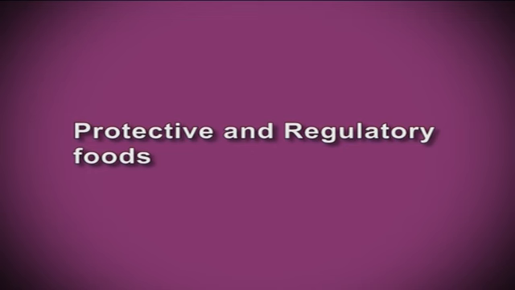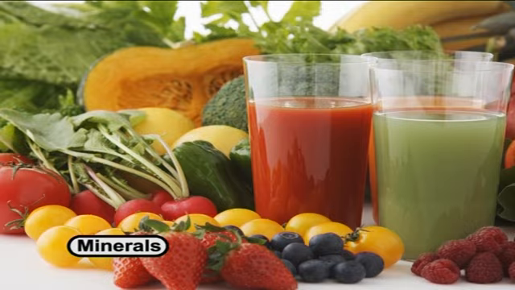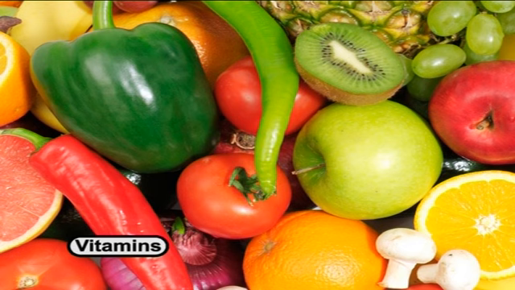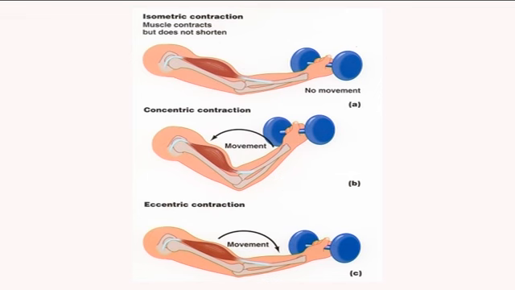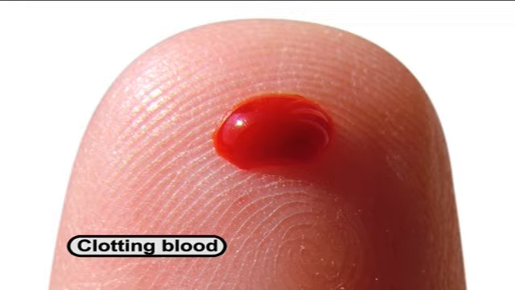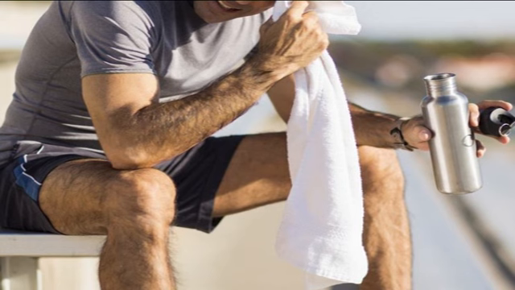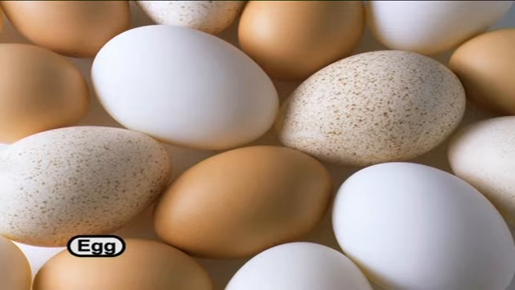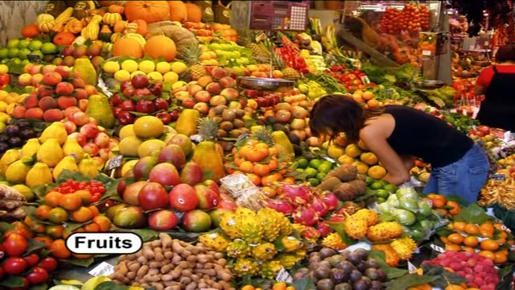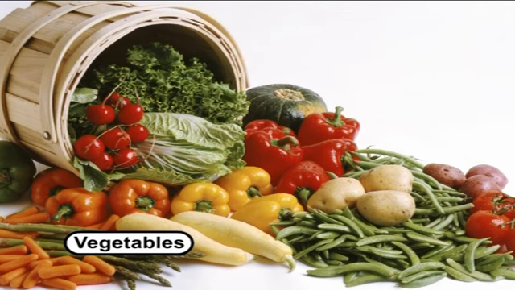The next group is protective and regulatory foods. Foods rich in protein, minerals and vitamins are known as protective and regulatory foods. They are essential for health and regulate activities such as maintenance of body temperature, muscle contraction, control of water balance, clotting of blood, removal of waste products from the body to maintain heartbeat. Milk, egg, liver, fruits and vegetables are protective foods.